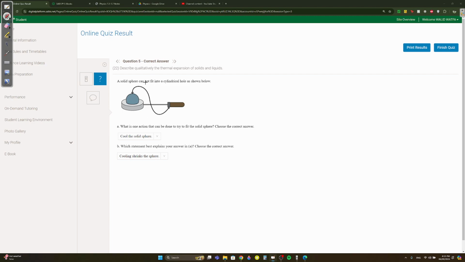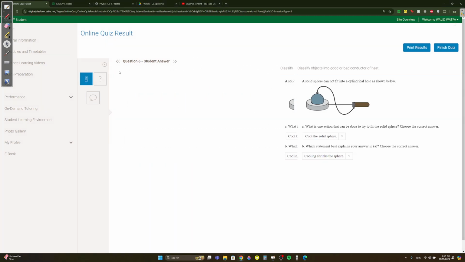Question 5. Here they said that the solid sphere cannot fit. So what would you do to make it smaller? We're going to cool it. Why would you cool it? Because when you cool it, it shrinks. So then it can finally fit through the hole.